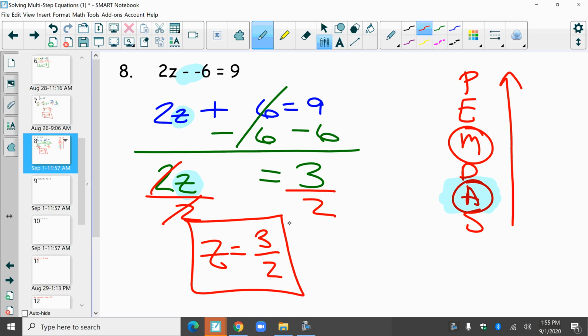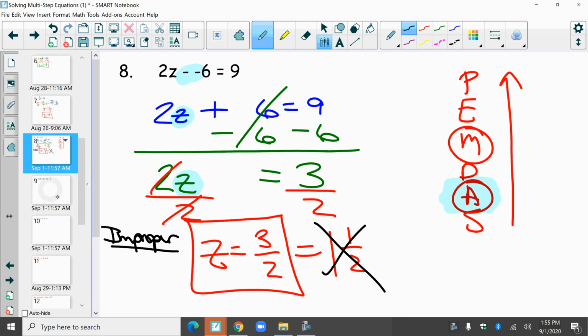This is as far as it needs to go. You do not have to write it as 1.5. I would prefer that you not write it as 1.5 because I want it to be an improper fraction. An improper fraction is whenever the top number is bigger than the bottom. Okay? I want an improper fraction, so 3/2 is perfect.